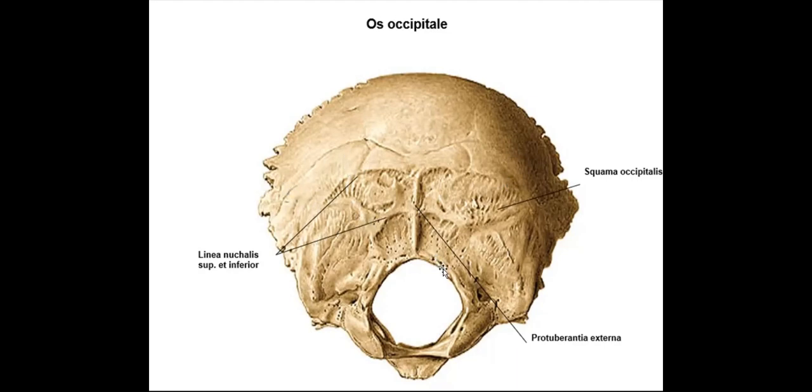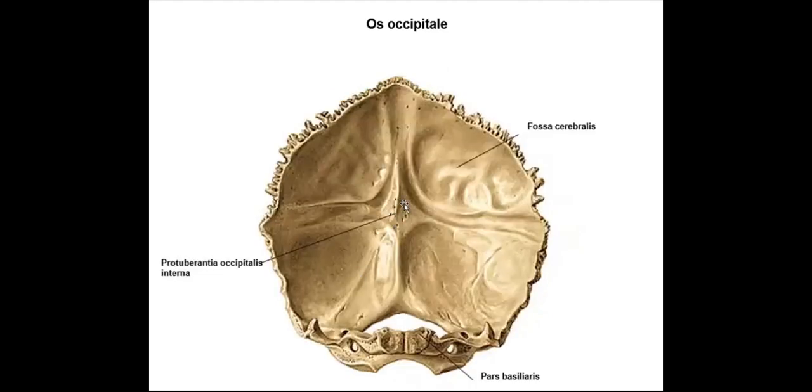And in the squama there are a protuberantia externa and a protuberantia interna too. And on the internal or cerebral surface is present the fossa cerebralis, connecting with the brain or cerebrum, yes? And here will be connecting with the cerebellum.